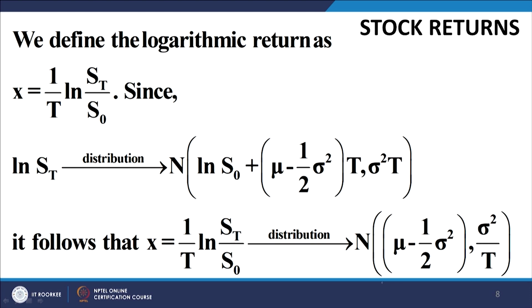So, remember, the stock price is log normally distributed, but the logarithmic return is normally distributed. This is very important. Stock prices are log normally distributed. Logarithmic returns on stock prices are normally distributed. Now, why did I say that the earlier model was for infinitesimal time periods, and this model is for a finite time period?